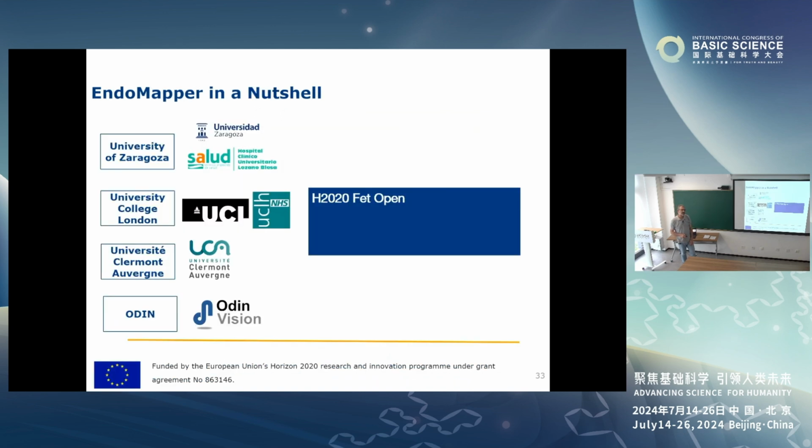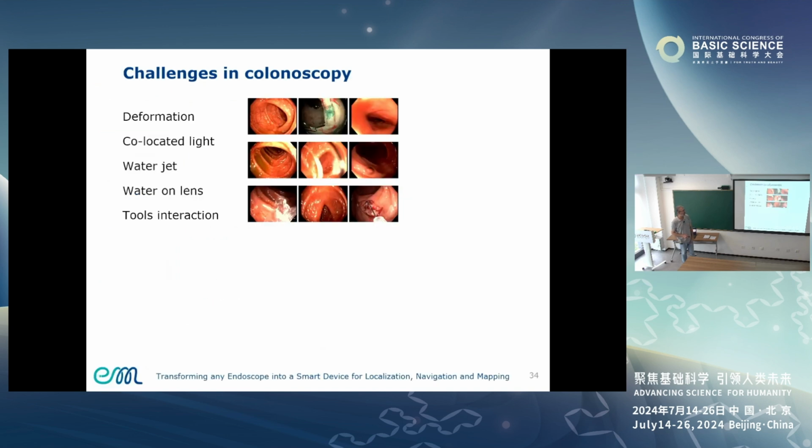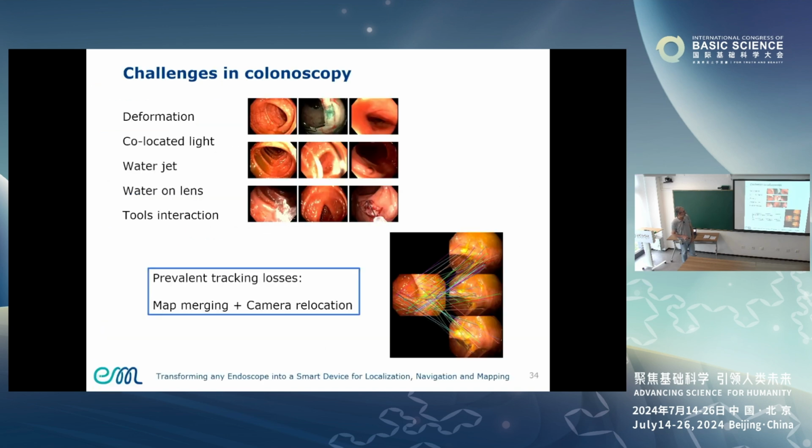Well, this is the consortium where the research is being done. And these are the typical challenges we have to face. Scene deformation, water in the lens, dark scenes, tools operating, water washing, and we have to deal with all these challenges. And as previously, the question really is matching. Are we able to really detect separated pieces of information?